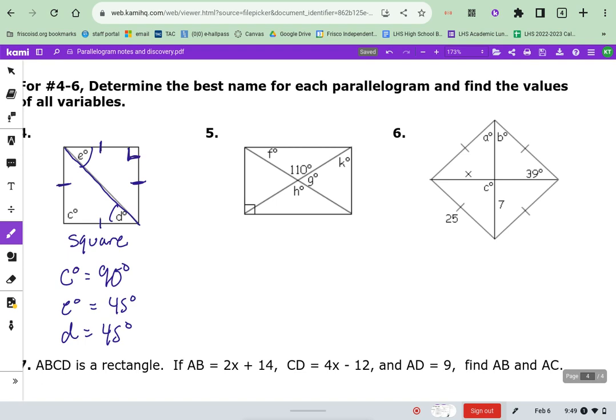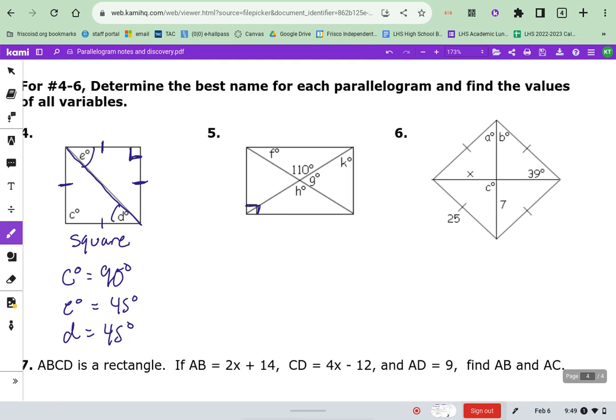All right, so in the next one, I'm not going to assume anything about the sides. My sides aren't marked congruent, so I'm going to assume that they're not. And I have a right angle. So that means that this guy is going to be a rectangle.